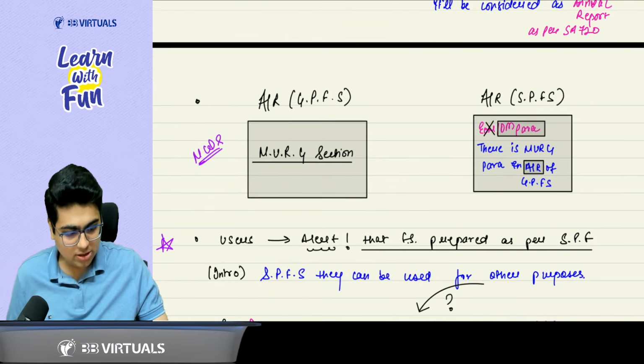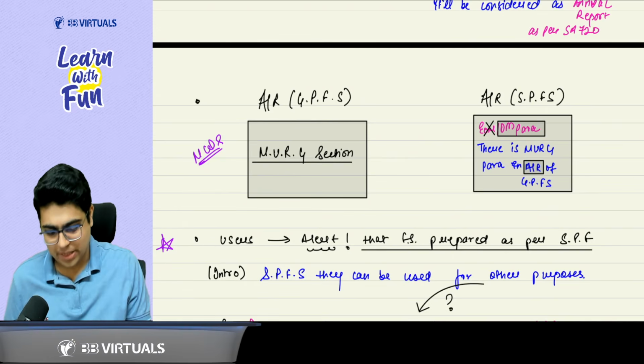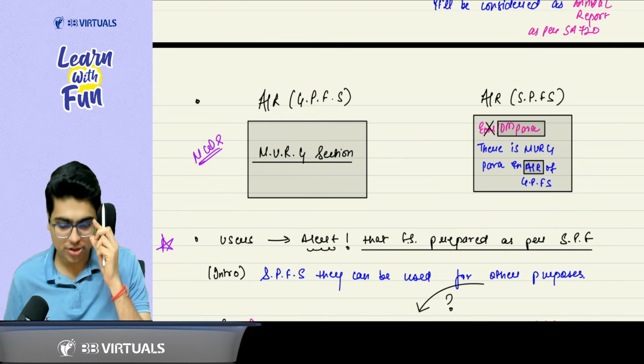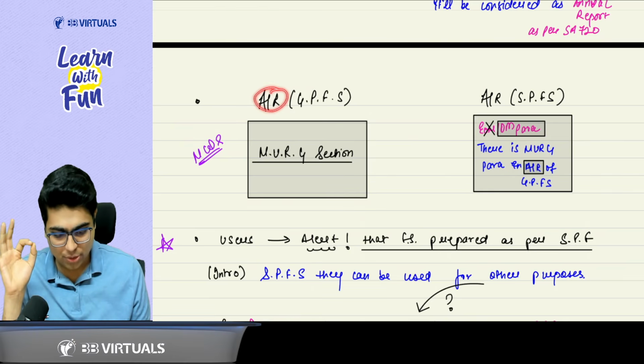Got it, sir. Now, sir, coming to the next and the most important part from the MCQ point of view or case study point of view. Let's say your audit report on general purpose financial statement, it has a MURG section.